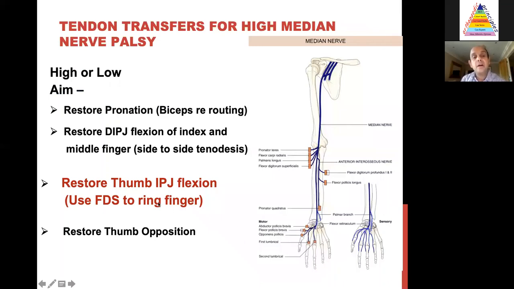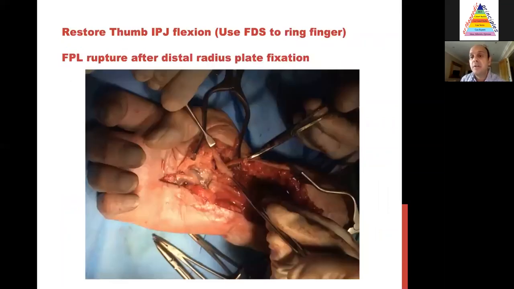Then let's see, so we were talking about flexor digitorum profundus to index and to the middle finger. Sorry, beg your pardon. Let's do the thumb IPJ flexion first. So we've done thumb opposition, then thumb IPJ flexion, so flexor pollicis longus. Again, as I was telling you, FDS is your best friend. So I'm going to show you some operative slides of a patient of mine. This is a patient who had a distal radius fracture, and then the FPL got ruptured a year and a half back and was referred to me from a different hospital. But the principles are the same.